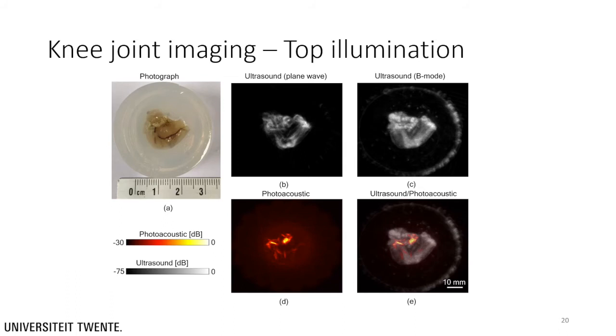The B-mode ultrasound can achieve a better image quality in terms of the contrast between the tissue and the bone, but this comes with a slightly longer imaging time. The photoacoustic image shows the blood vessels around the knee, with a large blood vessel visible in the photograph, partially in the imaging plane.